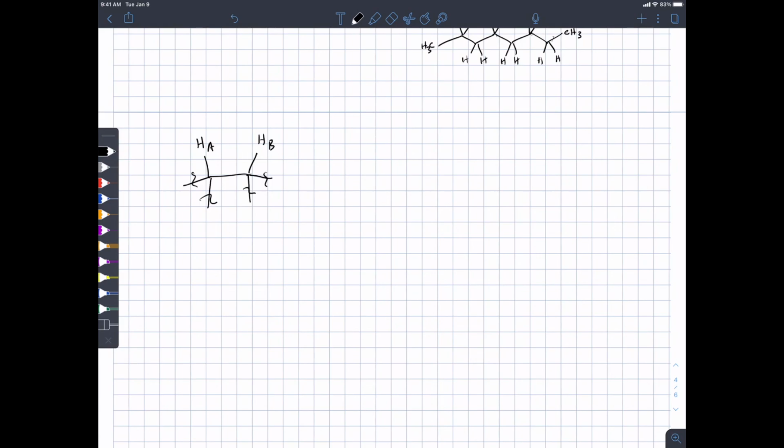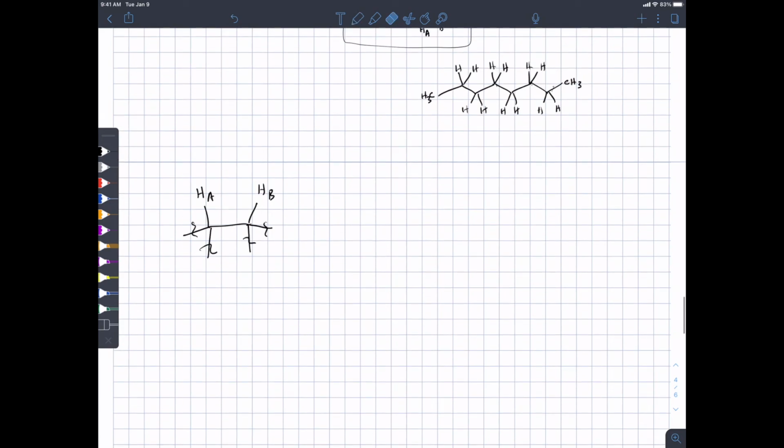Those names are kind of boring, so I suppose we could give them proton Anakin and proton Sheev. Nobody knows who Sheev is. He says, I am the Senate. Sheev, the Senate, Palpatine. Anyway, proton A and proton B.